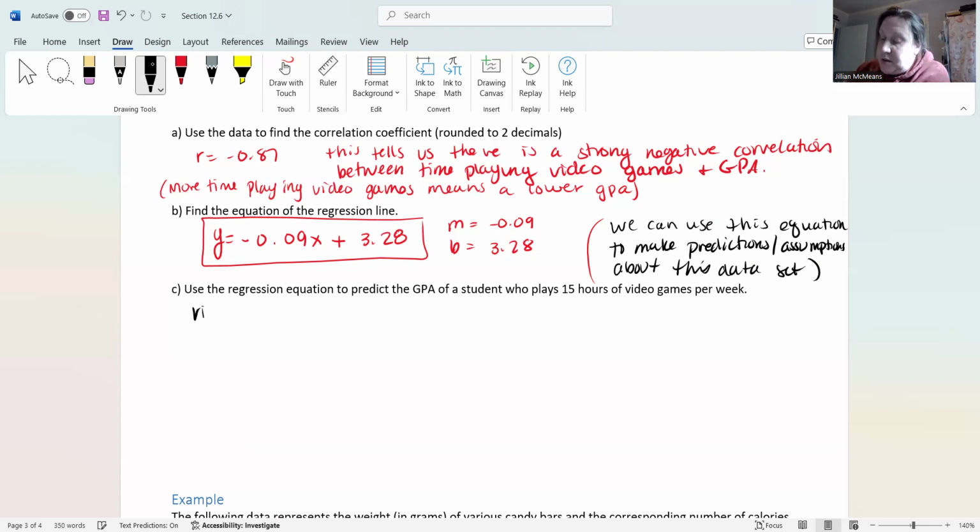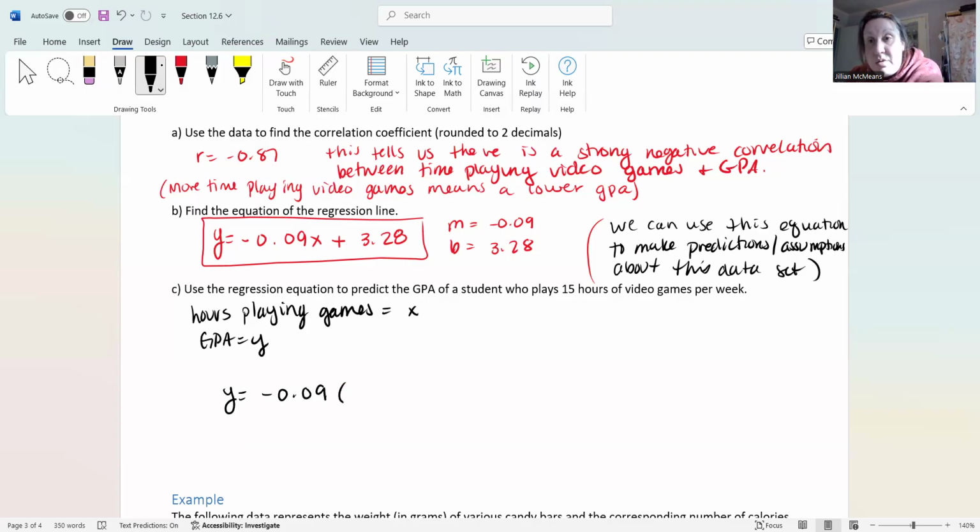So video games, well, let me change that to hours playing video games. So hours playing video games is X, GPA is Y. So we get Y equals negative 0.09. We're going to try to predict the GPA for a student who spends 15 hours a week. So we're going to plug in 15 for X. And then we can go back to the calculator really quickly.